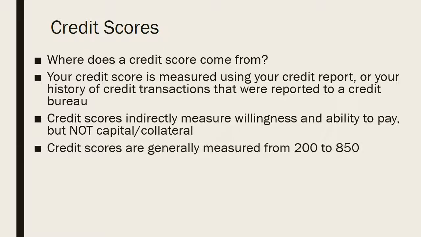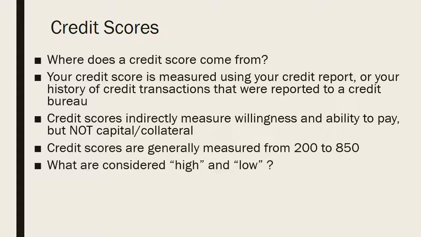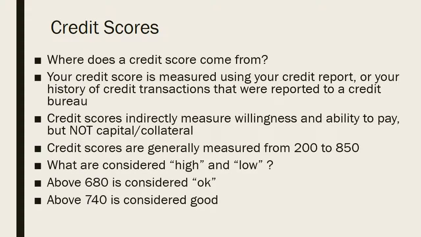As far as your credit score can go, most standard measures of credit scores are measured between the score of 200 and 850. As far as what's considered high and low or good and bad, generally 680 and above is considered okay, and above 740 is considered good. The average score in the United States is around 710. So above 680 would be a little bit below average, but still in the okay range, whereas 740 would be considered good and above average.